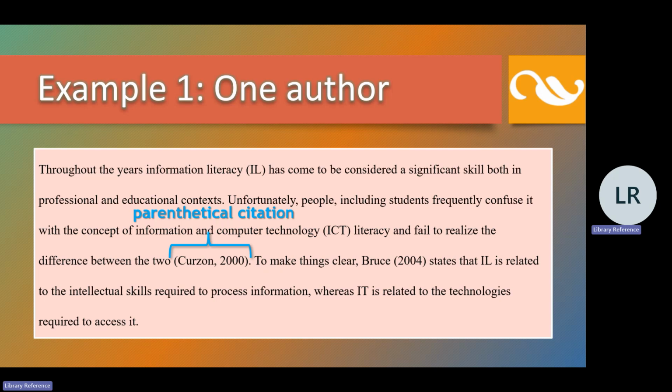If we wanted to cite a source using the narrative citation format, what do we see here? We see that the name of the author, Bruce, is actually part of the sentence. To make things clear, Bruce states that blah, blah, blah. So a narrative citation starts with the name of the author, which is part of the sentence, and it is followed by the year of publication, in our case 2004, enclosed in parentheses, obviously.